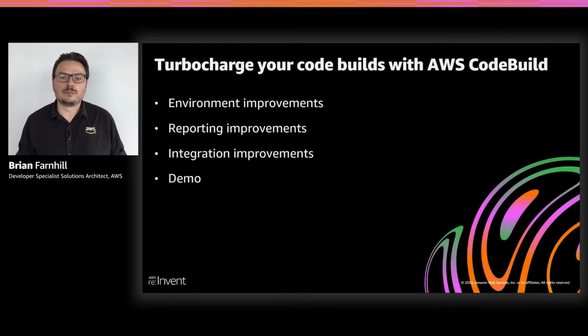We're going to talk through improvements to the environments. We're going to talk through reporting improvements that will make it easier for you to understand what's happening in your builds. And we're going to go through some of the integration improvements that let you call your builds in different ways and make it easier to connect CodeBuild to other things. And lastly, we're going to show you a bit of a demo of how some of these features look when you put them all together in the AWS console.